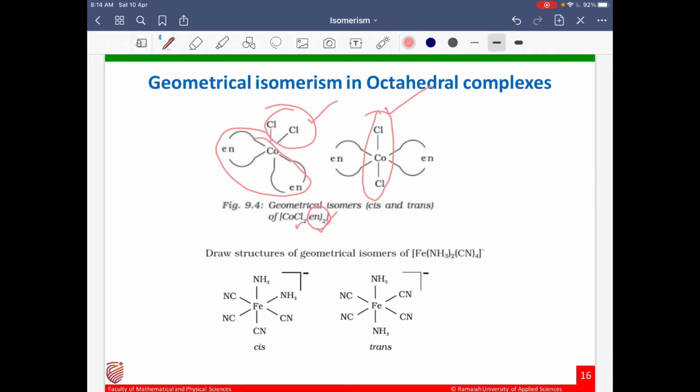Another example, Fe(NH3)2(CN)4 minus. Here the similar groups are adjacent to each other in the cis structure, and opposite to each other in the trans structure.